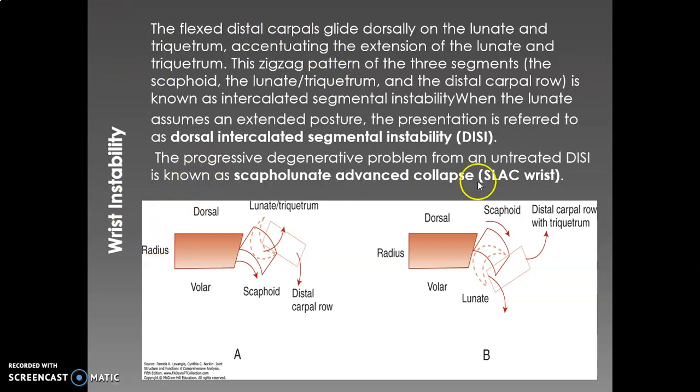And the other one is called the SLAC wrist, the progressive degeneration problem from an untreated DISI. If DISI is happening to somebody, you may have seen people after a mild fall or accident who have this. If this continues without any proper physiotherapy or orthopedic treatment, they will have a progressive degeneration problem from an untreated DISI, known as scapholunate advanced collapse, SLAC wrist. What is collapse?